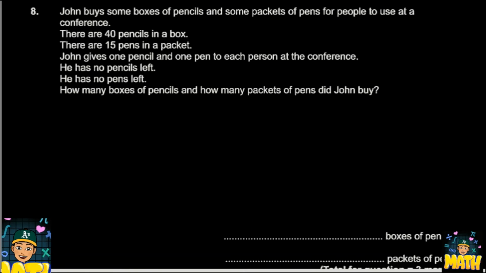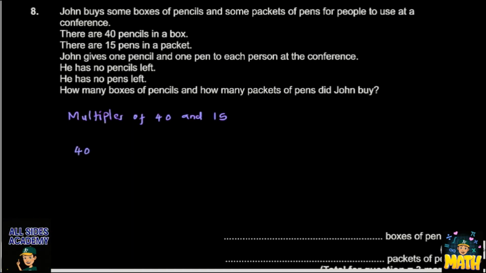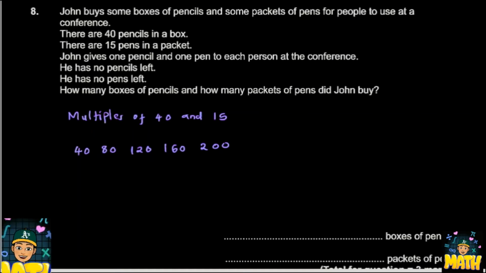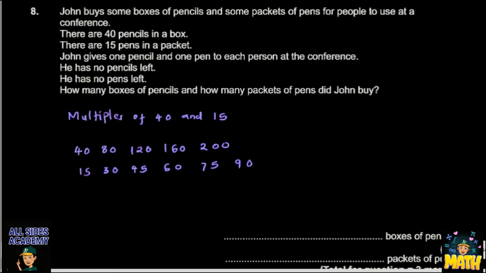So this already gives you the hint of considering multiples and then identifying which multiple is common. So we are going to list down the multiples of 40 and 15. The multiples of 40 will be 40, 80, 120, 160, 200, and so on. And the multiples of 15 will be 15, 30, 45, 60, 75, 90, 105, 120. Already I have a multiple that is common to the two. So we have 120 and 120.